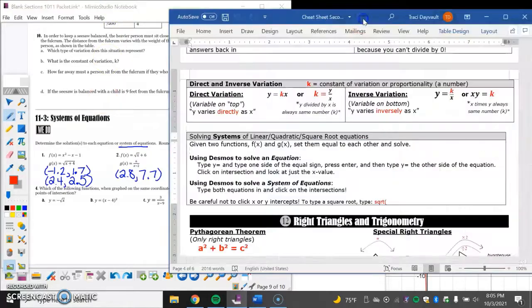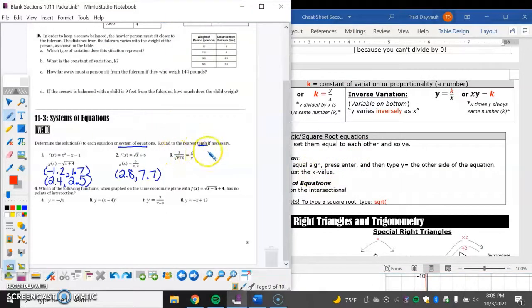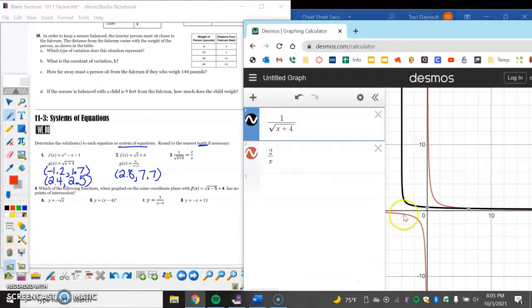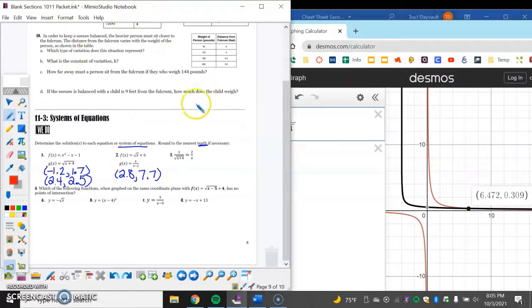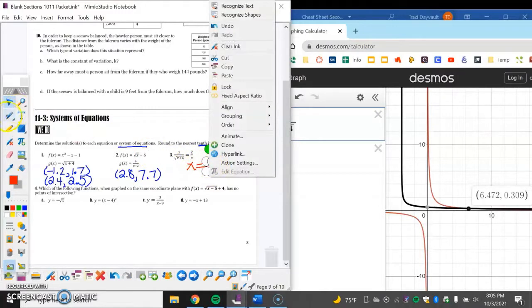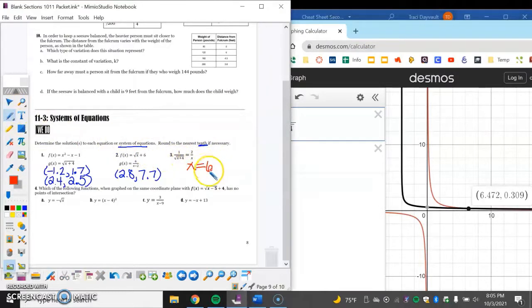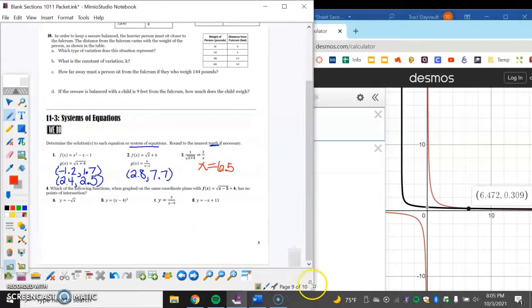But when we solve an equation, we're only looking at the x value because there's only x in this equation. There's not a y. Y would be what you get if you plug this answer in, but x would be about 6.5 approximately. So we're only looking at x when we solve an equation. With a system of equations, we look at x and y.